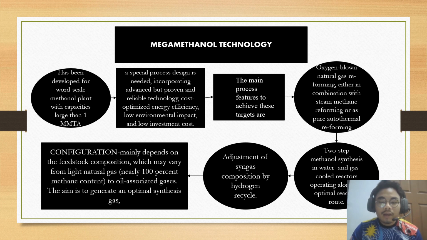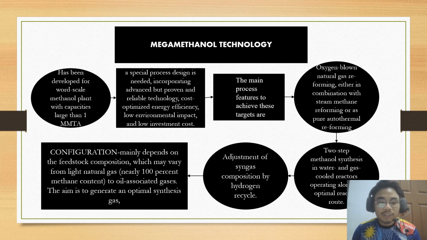environmental impact. The main process features to achieve this target are: first, oxygen-blown natural gas reforming, either in combination with steam methane reforming or as pure autothermal reforming. Then, two-step methanol synthesis in a water and gas-cooled reactor. Then, adjustment of syngas composition by hydrogen recycle.